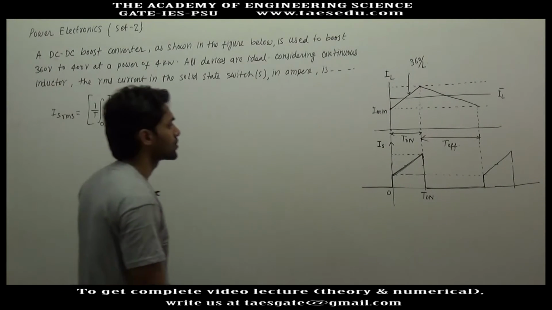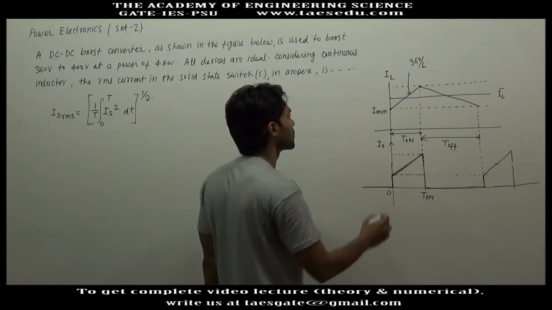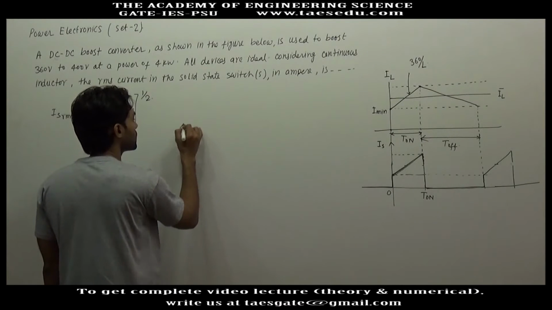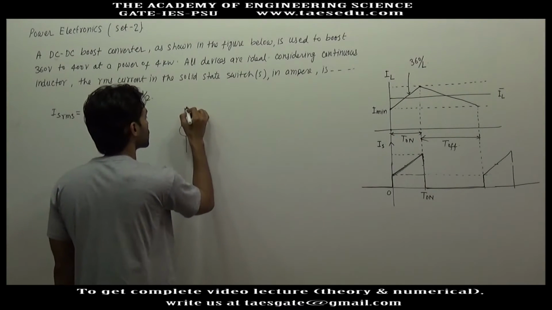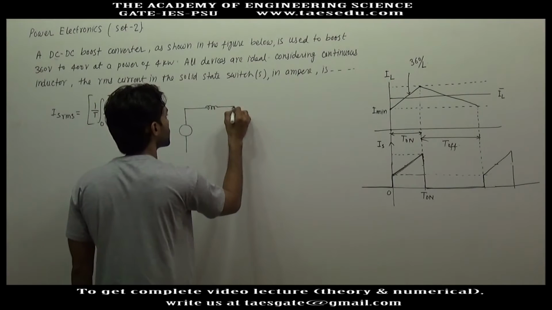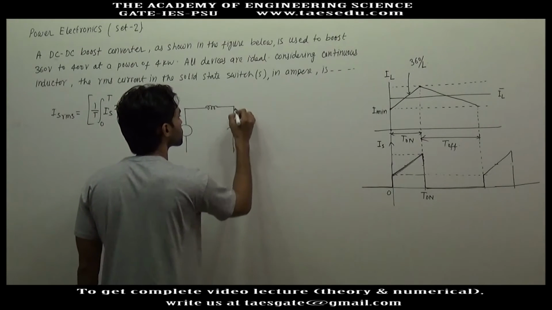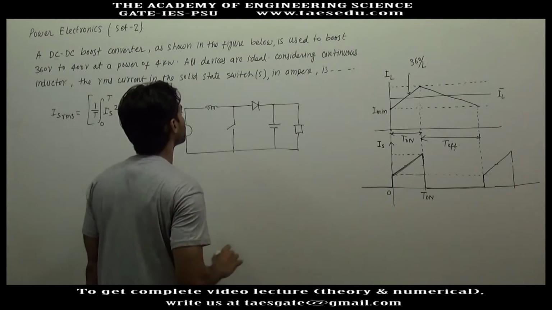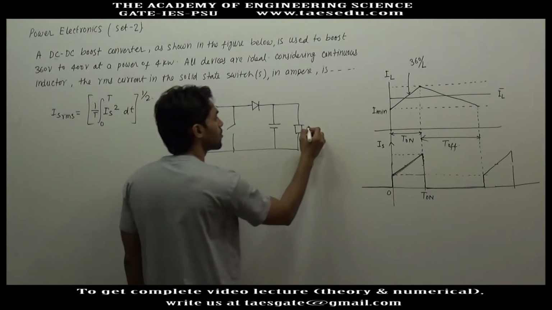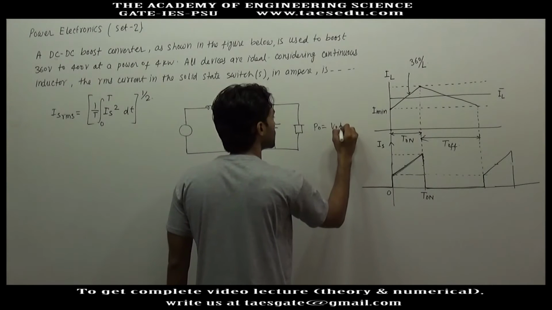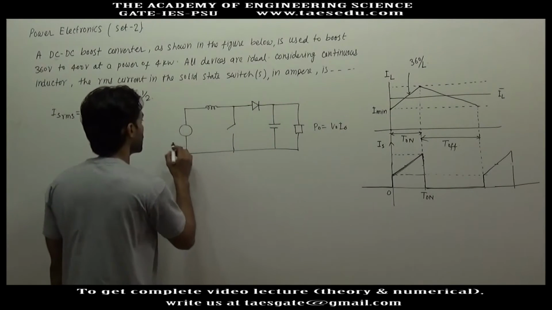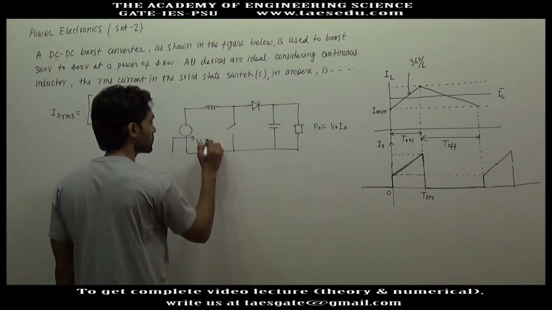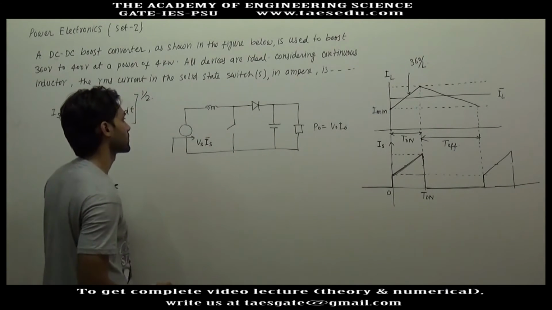So to find out the equation of switch current, let us first find out the average inductor current. Let me first draw the circuit diagram of the boost converter. Here you have the inductor, here you have the main switch, and this is the load. The output power is V0 into I0, and the input power will be the source voltage into the average source current.